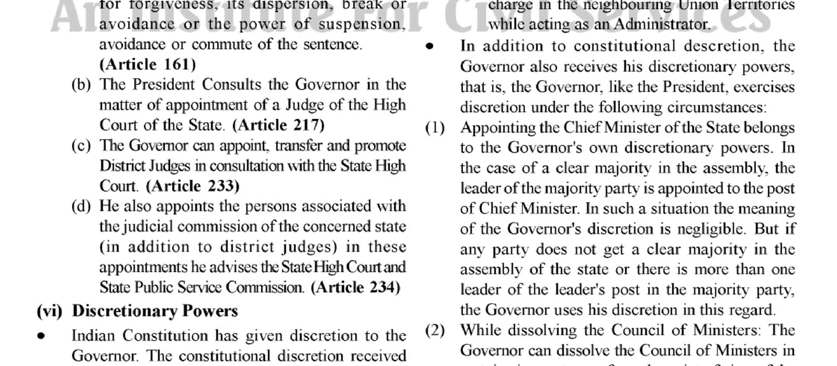The governor can appoint, transfer and promote district judges in consultation with the state High Court. Article 233. D. He also appoints persons belonging to the judicial service of the state in addition to district judges. In these appointments, he consults the state High Court and the state Public Service Commission.